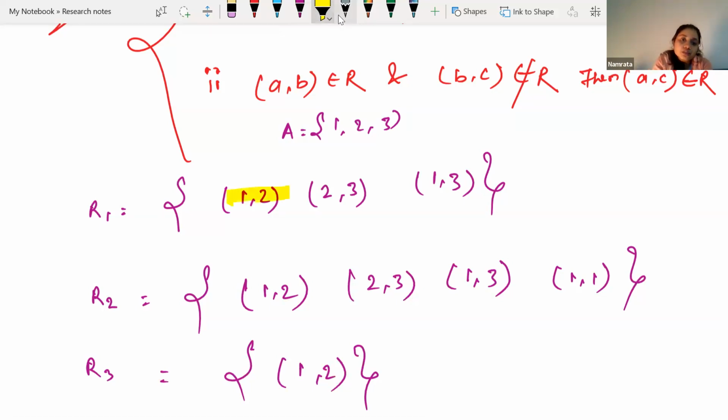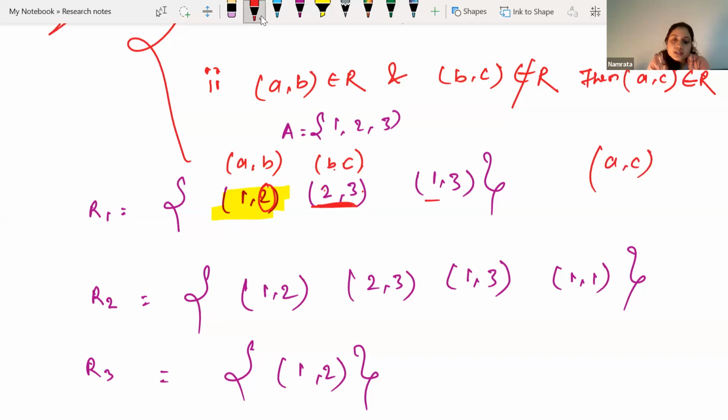So (1, 2) is there. Then we will be checking: (a, b) is there, is (b, c) there or not? This 2, is there any ordered pair which is starting with 2? Yes, I can see (2, 3) is here. So it looks like (b, c) is there. So (a, b) is there, (b, c) is there, then we will be searching about (a, c).